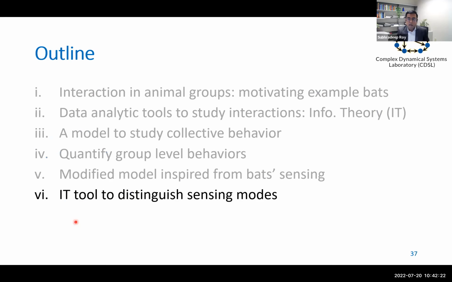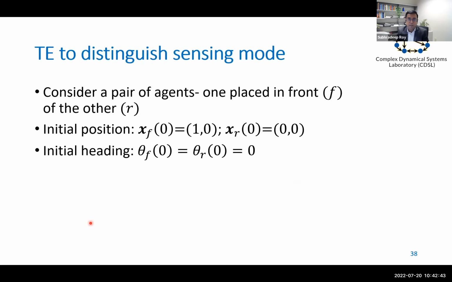Okay, now finally, I would like to go over what we started with, the experimental data of bats, and how we can test these information theoretic tools to see if we can have the same success with the simulation data where we know the ground truth. That's going to be the final topic over here.